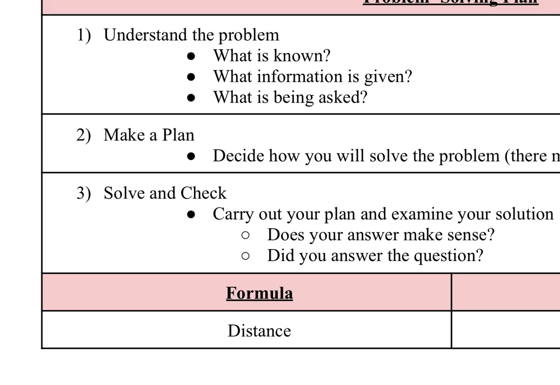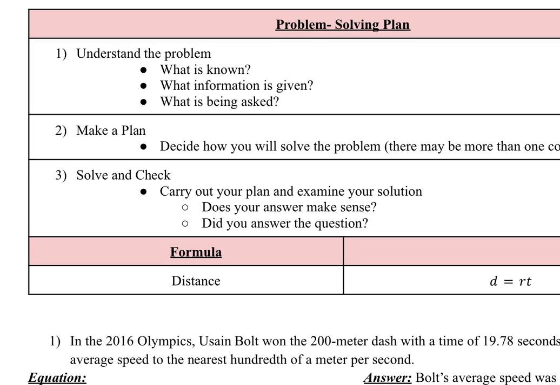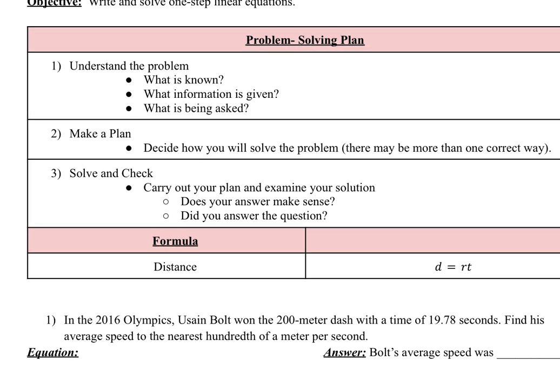And that's our second one. Make a plan. Decide how you will solve the problem. There may be more than one correct way. All right? There's lots of different ways to do things. Sometimes different methods are pretty much the same steps and there's no benefit either way. It's just beneficial to how you see it and how you solve it and how your brain comprehends it. Sometimes there are not better ways but less time-consuming ways, okay?